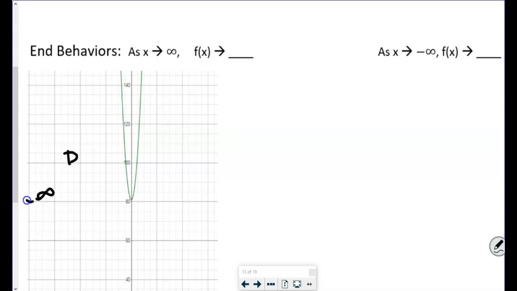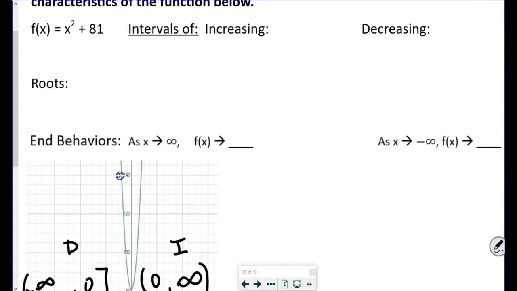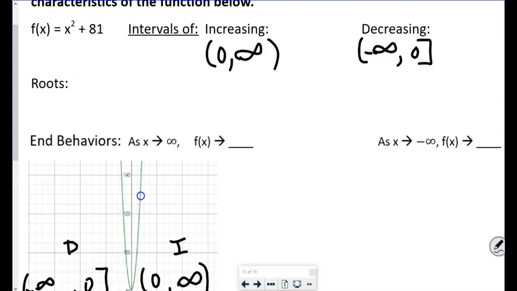Isn't it decreasing from negative infinity to where? Again, 0. This time I'm going to do a bracket because it doesn't matter, right? And then it's increasing from where? Parenthesis, from 0 to infinity, right? So when we write our decreasing and increasing up here, that's what it's going to be. So we're going to put increasing from 0 to infinity, right? And it was decreasing from negative infinity to 0, and we're putting our bracket there, okay?